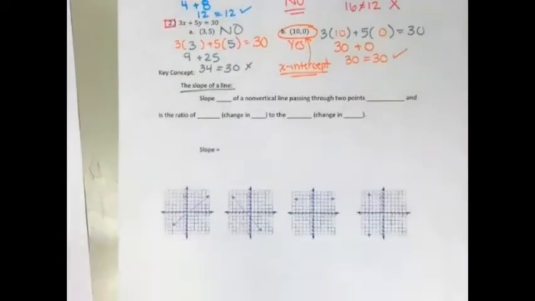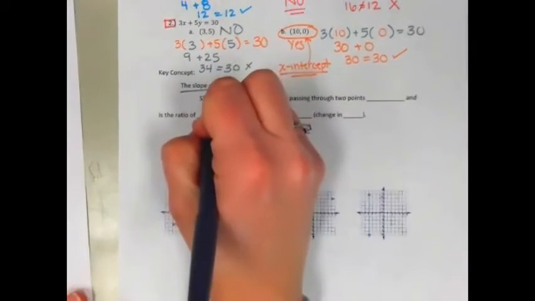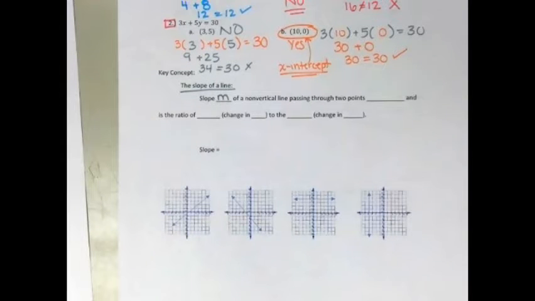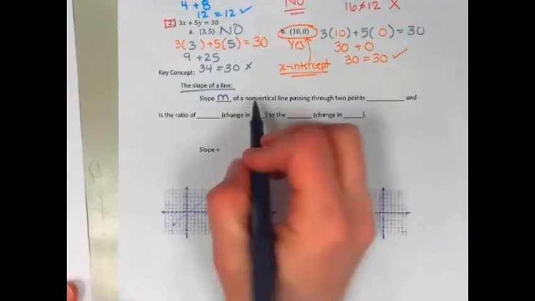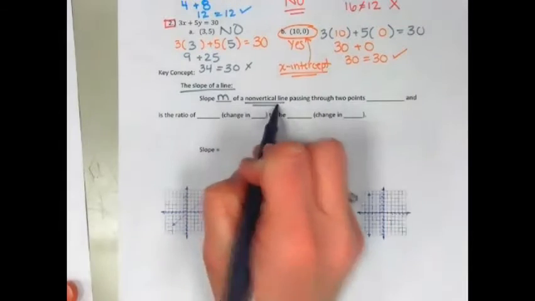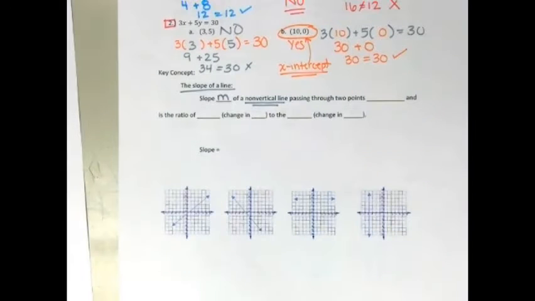So let's go ahead and start with slope. The slope of the line. Does anyone know what letter slope is labeled with? It is M, not X. So the slope M of a non-vertical line. The reason why is that vertical lines are not functions. You guys remember that back in middle school? Vertical lines are not functions.